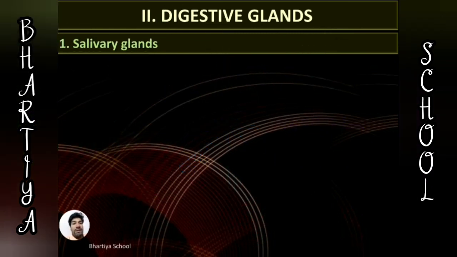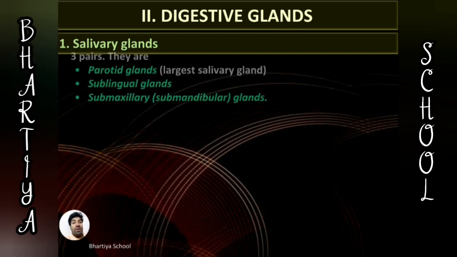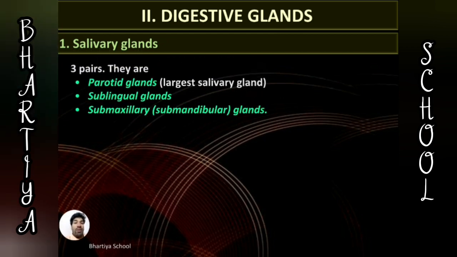First of all, we will discuss in detail our first gland, that is the salivary gland. We know that salivary glands are present in pairs, that is, three pairs are present in human beings. First, the parotid gland, second, the sublingual gland, third, the submaxillary gland. The parotid gland is the largest of the three salivary glands. In sublingual, the word lingual represents the tongue. Here, the sublingual gland is present below the tongue.